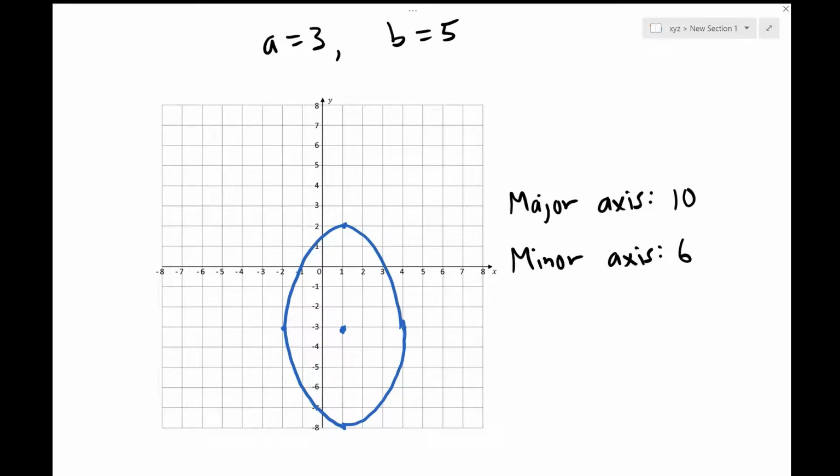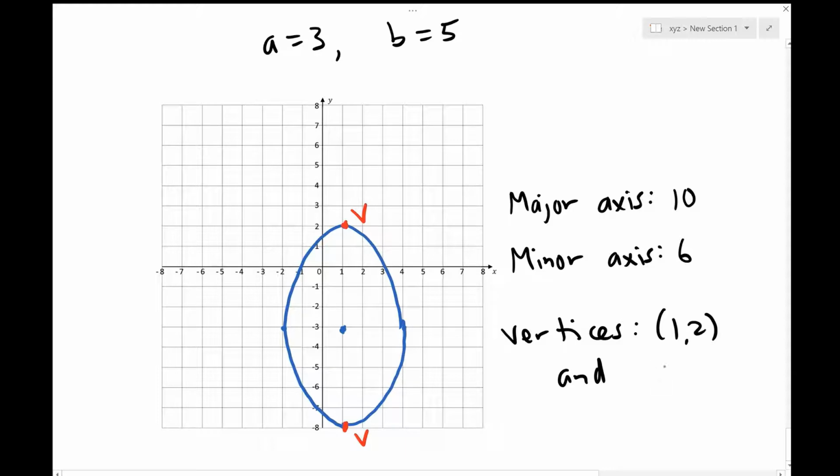For the vertices, those again will be the endpoints of the major axis. So I want to look at my graph here. These points at the top and bottom, I'll label each one as V for vertex. Those are the vertices. They're just the endpoints of the major axis. So I simply want to give their coordinates. The vertices in this case would be at (1, 2) and (1, negative 8).